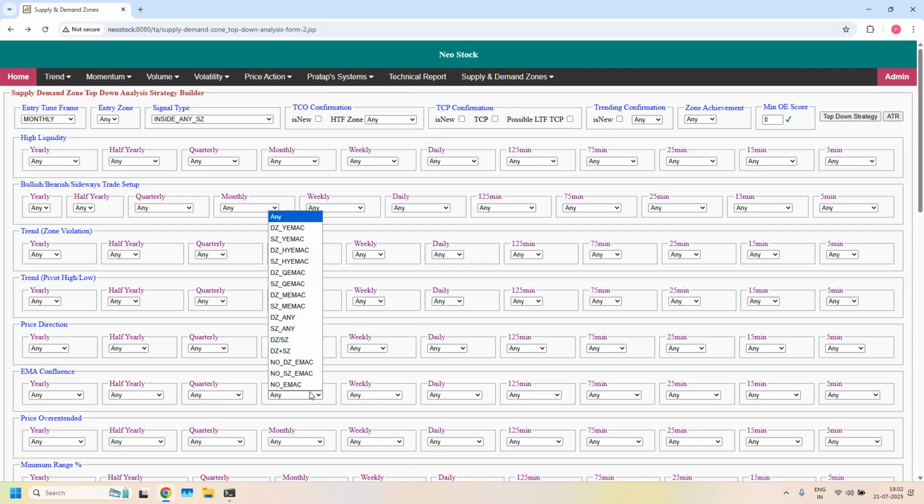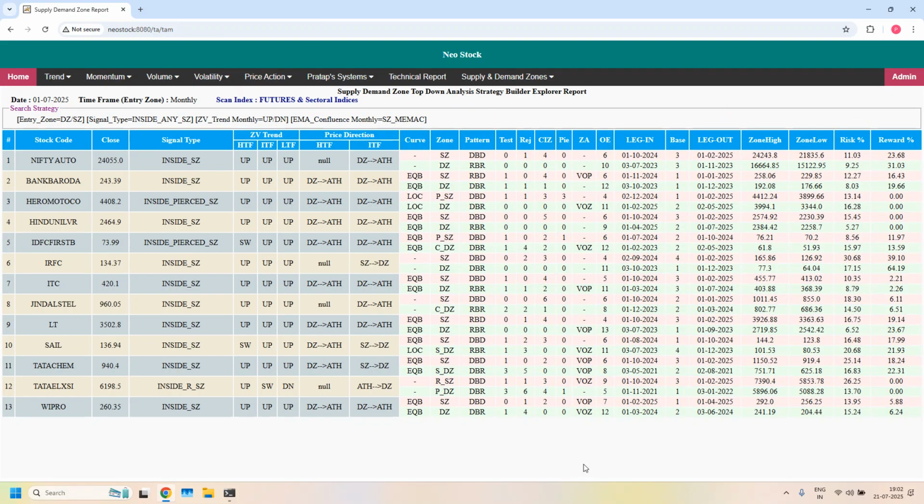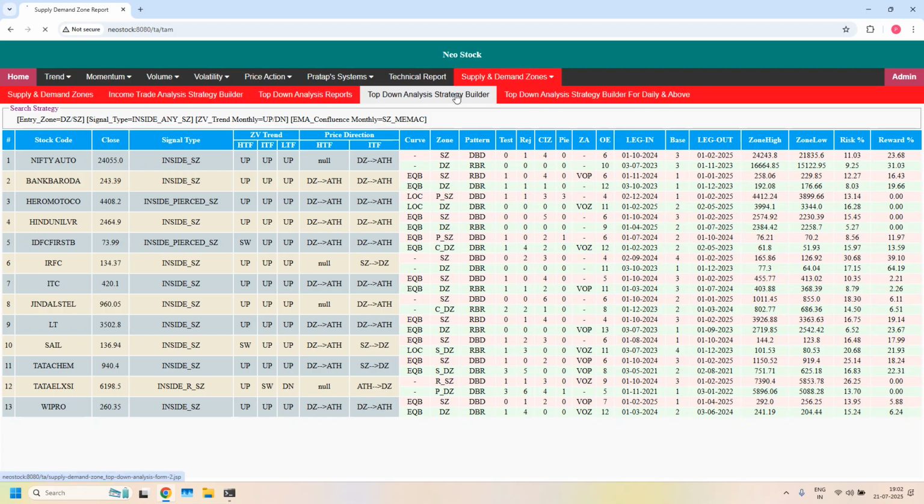Here, monthly time frame, I'm checking monthly supply zone having monthly EMA or not. At the same time, trend on the monthly should not be sideways. It can be up or down. So with these filters, we got 13 stocks. In these 13 monthly supply zones, current price is closed, and also these monthly supply zones are having monthly EMA Confluence. So this is about monthly time frame, and the next time frame is weekly.